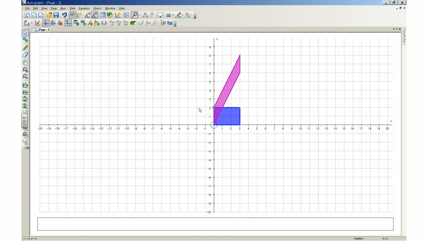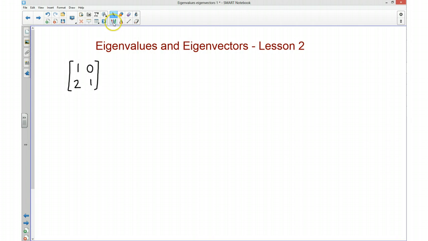Okay, so we'll go back and we'll see if we can jot some of this down. So we can describe this now as a shear, and it shears in a direction that's parallel to the y-axis.